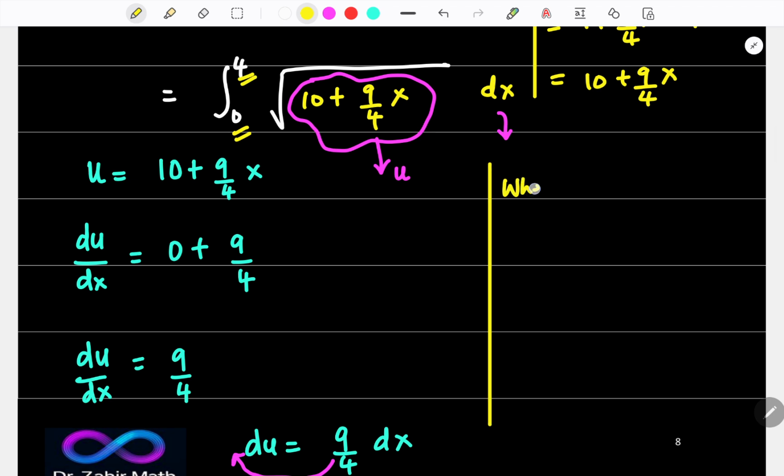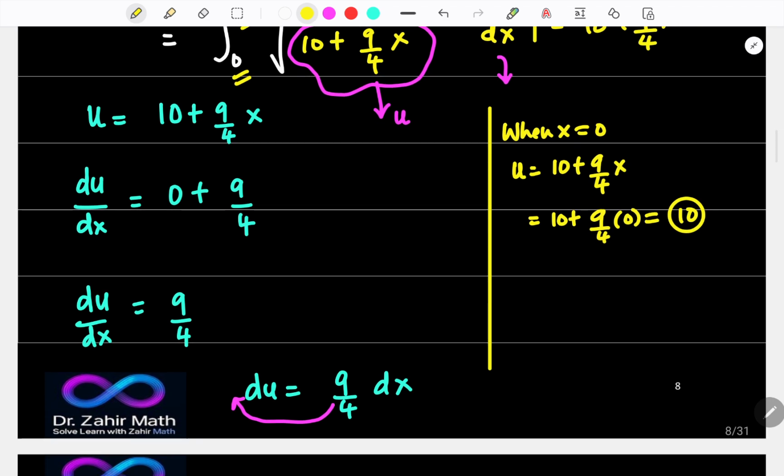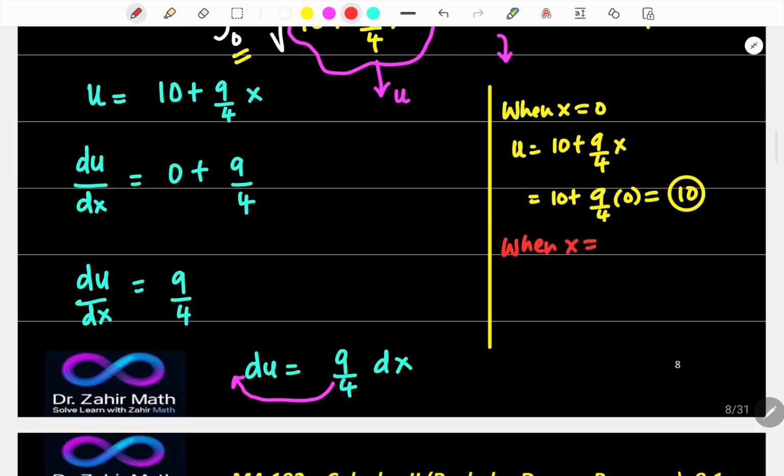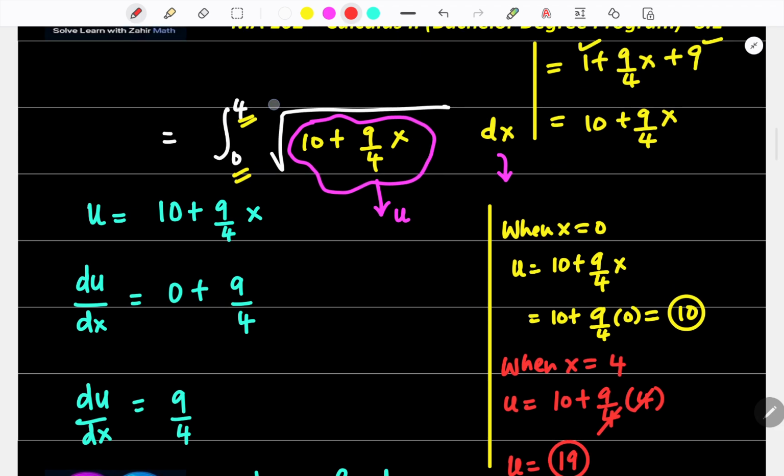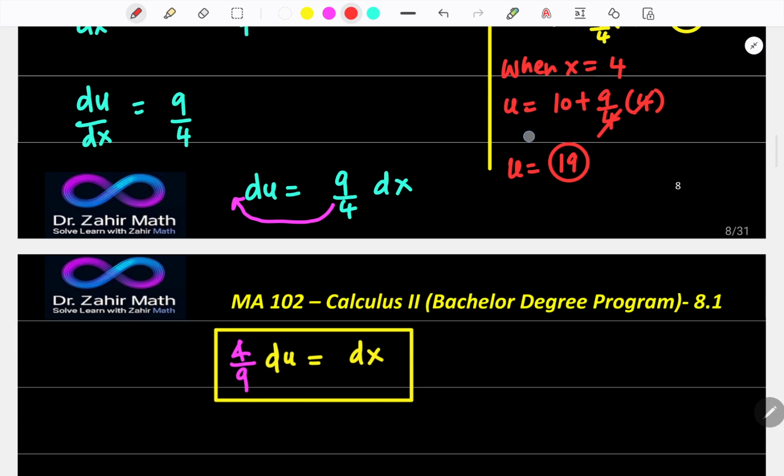So when x is equal to 0, what is your u? Which is 10 plus 9/4 x, so which is equal to 10 plus 9/4 times 0, which is equal to 10. Right? When x is equal to the next value, what is the next value? 4. When x is equal to 4, what am I going to get? I'm going to put u is equal to 10 plus 9/4 times 4. The 4 gets cancelled. So I'm going to get u is equal to 19. Okay. So this becomes 10 to 19 of the square root of u, and then I'm going to put the dx value.